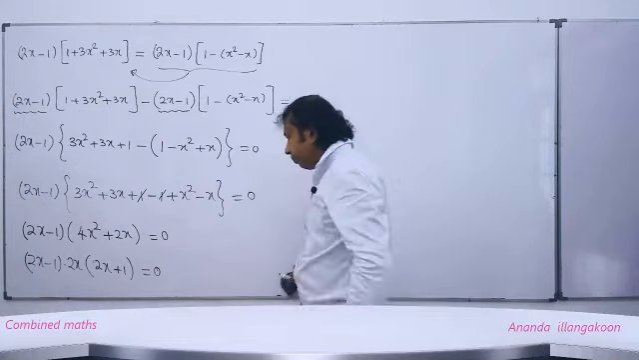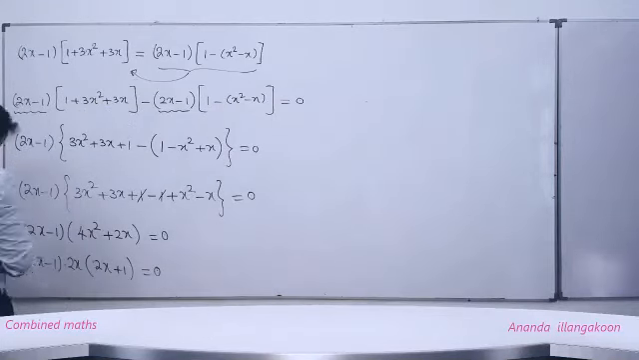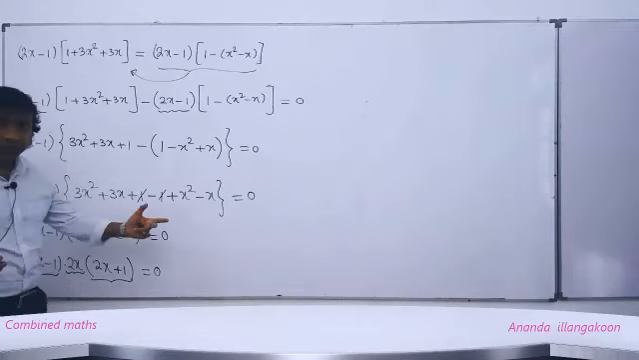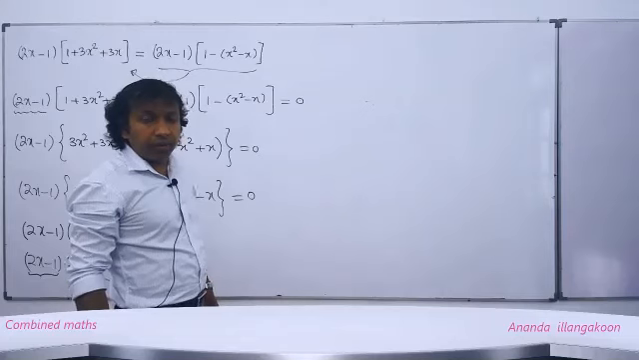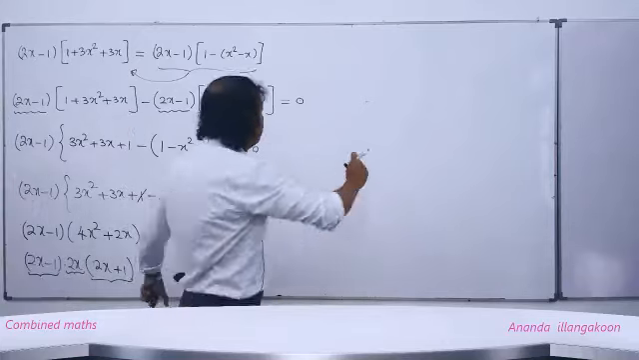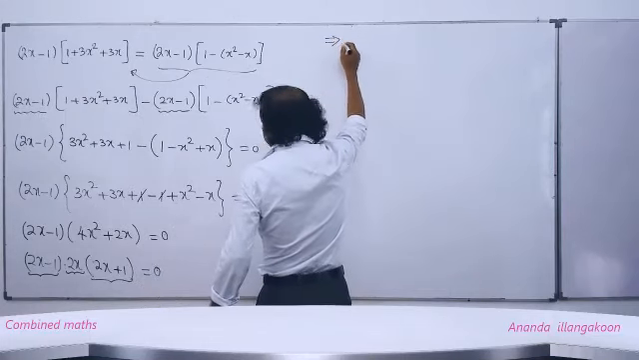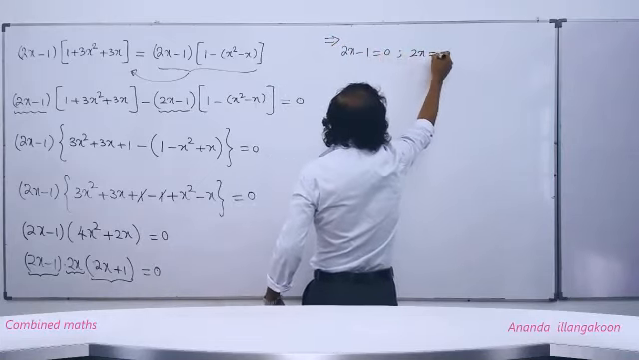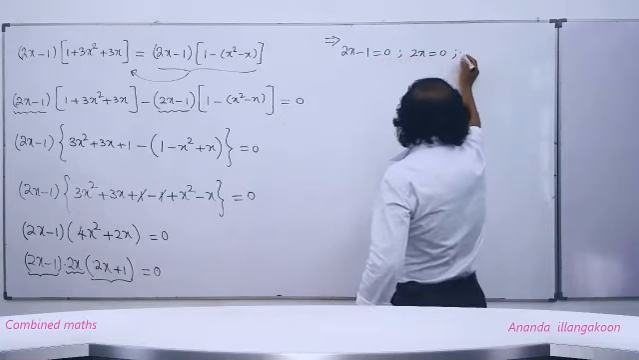Right. And now, people, what we can do is this: this is a number, this is a number, and this is a number. The product of these three numbers is equal to 0. Then what are the possibilities for the product of these three numbers to become 0? That can happen if this is 0, or this is 0, or this is 0. That implies 2x minus 1 is 0, or 2x is 0, or 2x plus 1 is 0.